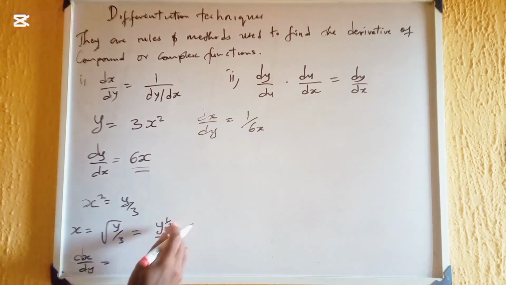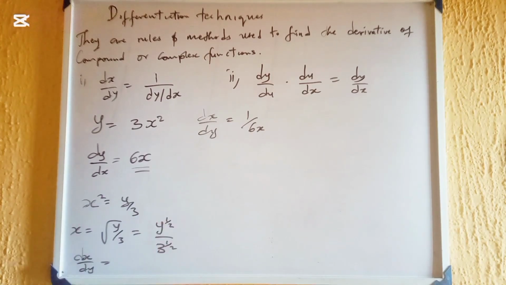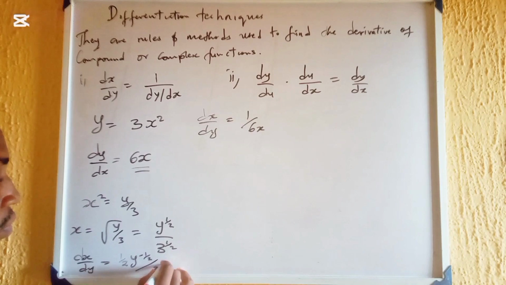is equal to half minus 1. That will give you minus half. But before you subtract, you would have used half to multiply this. That's for differentiation of monomial functions. So in that case, we will be having half y to the power minus half over 3 to the power half.